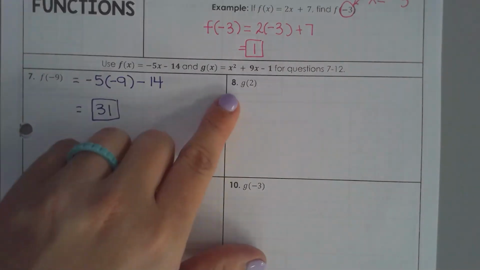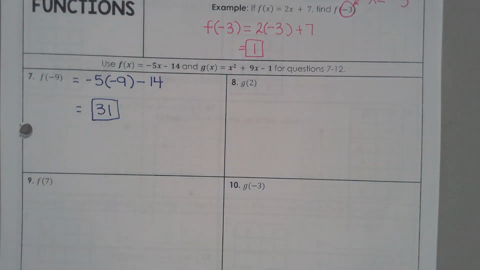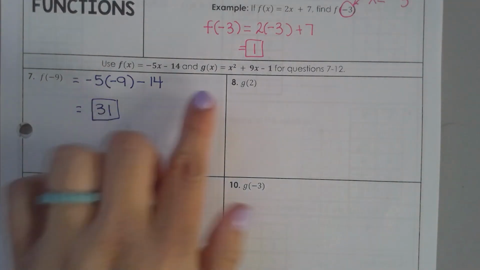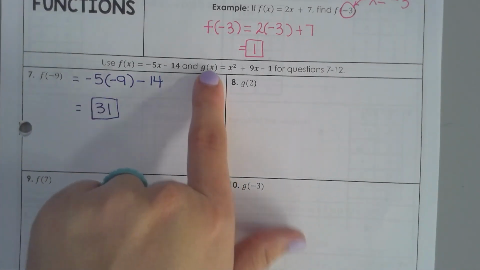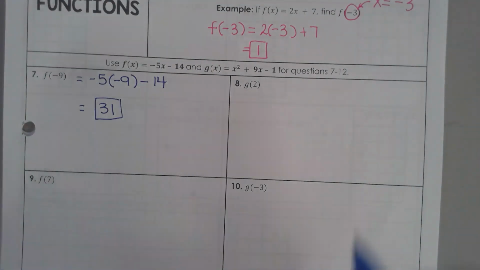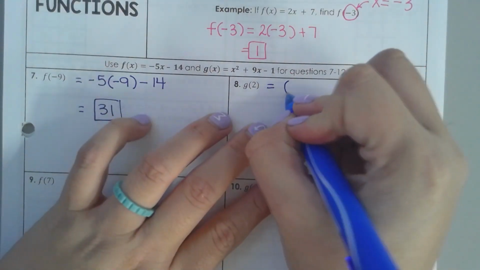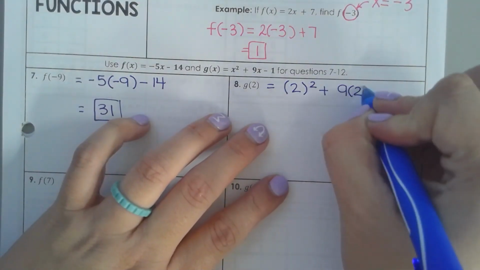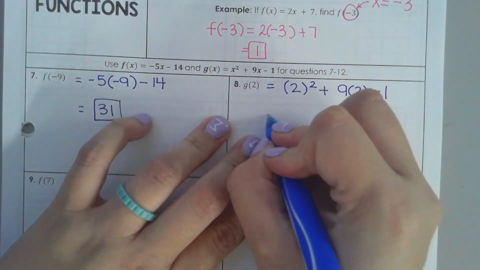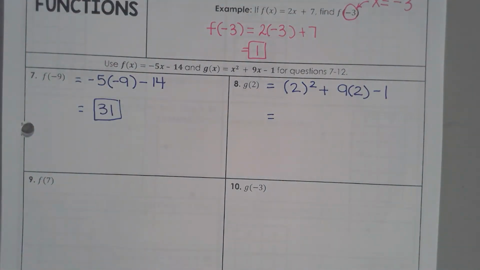All right, let's try number 8. This one is g of 2. So I'm going to look at the function that starts with g, and I'm going to plug in a 2 for that x. And actually there were 2 x's, so you've got to plug in the 2 for both of them. Every time you see an x, you're going to put a 2 there. Make sure the squared.